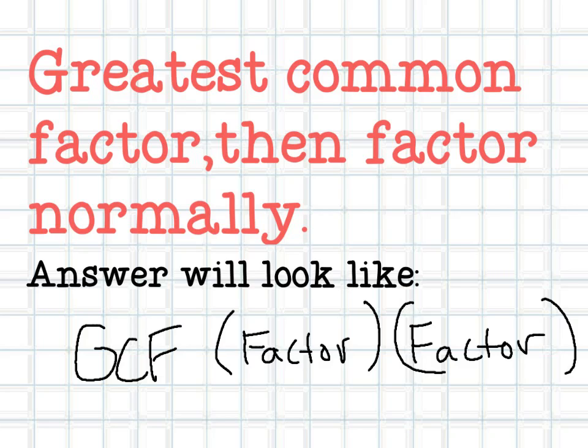The last special case in factoring is finding the greatest common factor and then factoring normally. And the answer will be the greatest common factor times both factors. Or it could just be the greatest common factor times the factor squared.